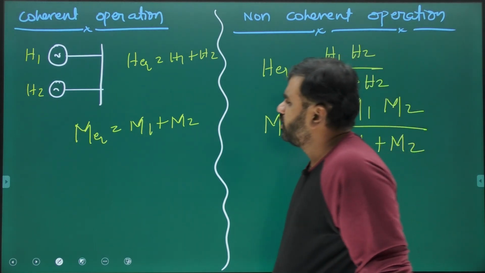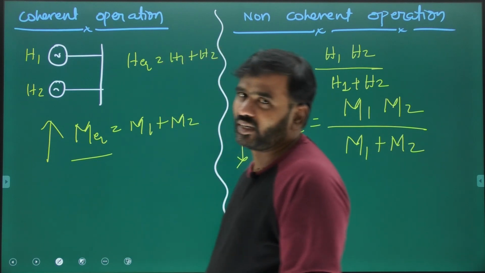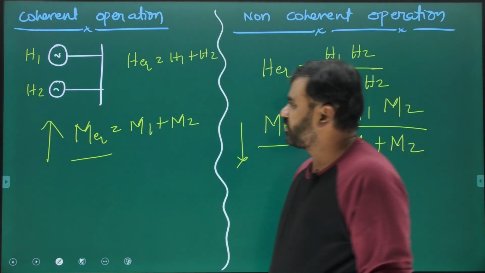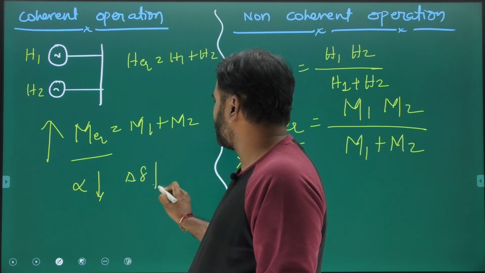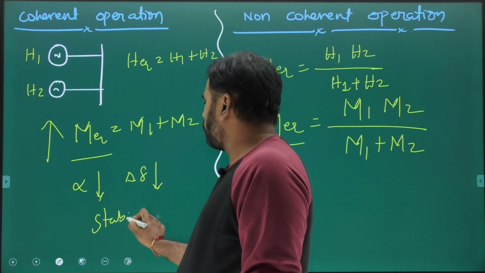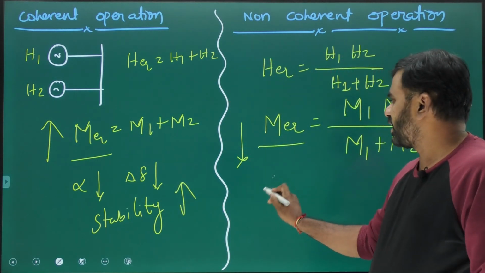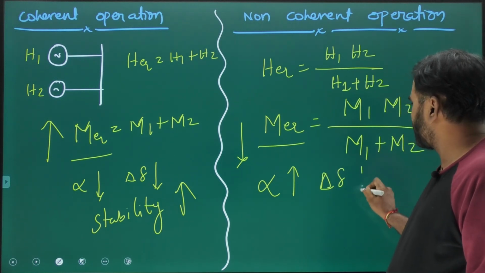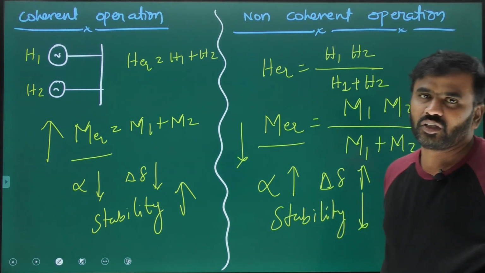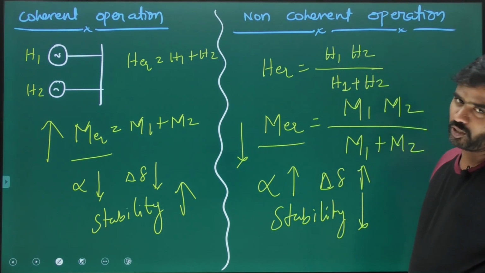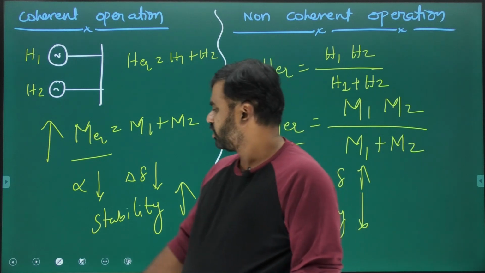So indirectly what you can understand here is that M equivalent is increasing in one case and decreasing in the other. Because of coherent operation, M equivalent is increasing. In non-coherent operation, M equivalent will decrease. If M equivalent increases, acceleration alpha decreases, the change in rotor angle with respect to time decreases, and stability increases. If the rotor angle is changing very slowly with respect to time, then the system is more stable. Here it is exactly opposite: alpha increases, the change in rotor angle with respect to time increases, and ultimately the stability of the power system decreases. So that's the importance of coherent operation. Coherent operation will improve the system stability. Generally in a power system we have coherent operation because we have n number of generators running in parallel.